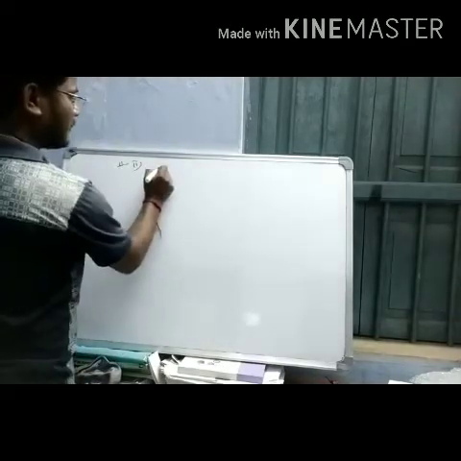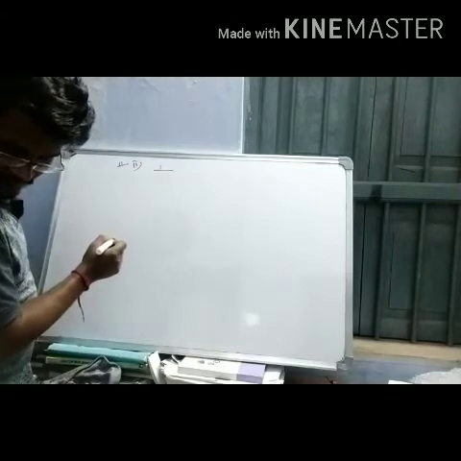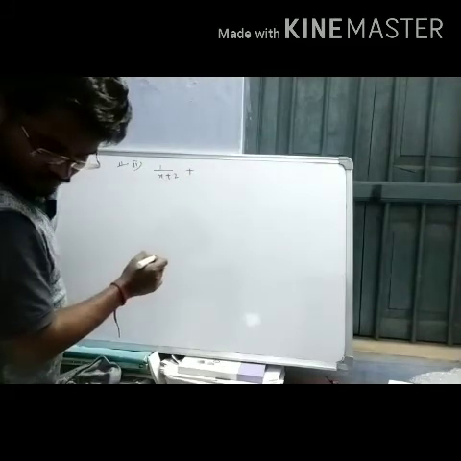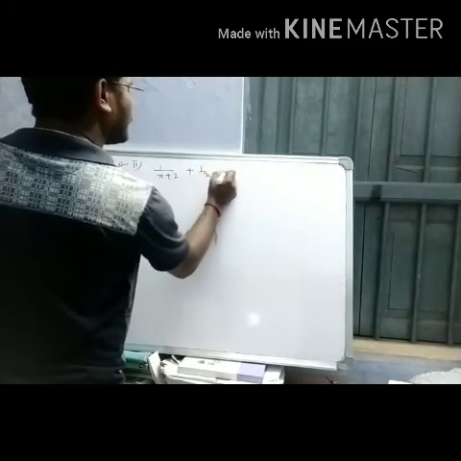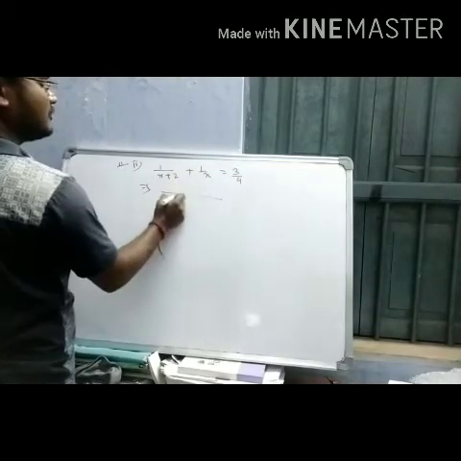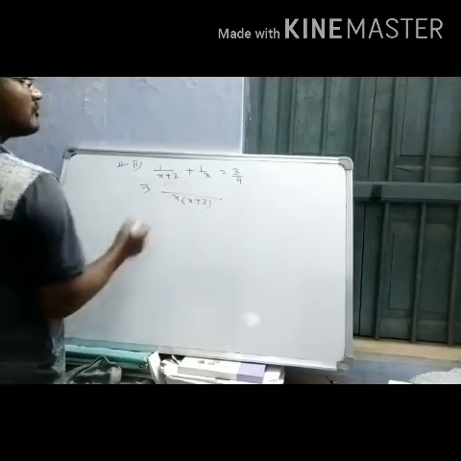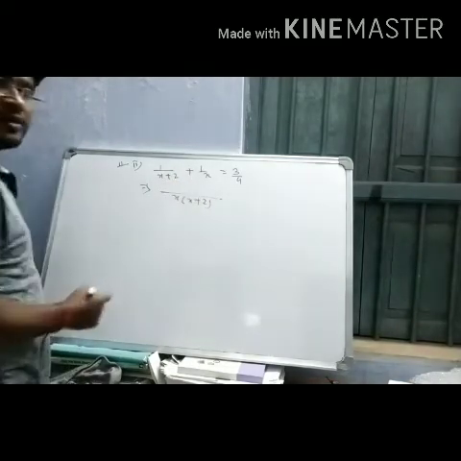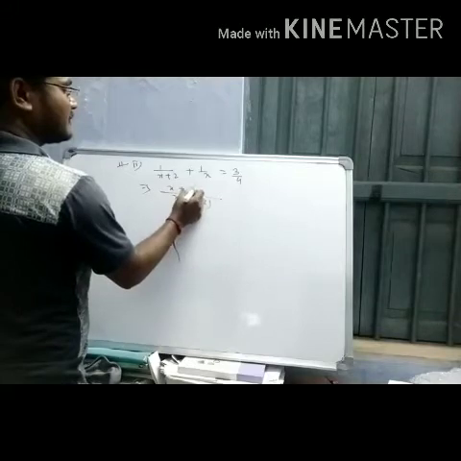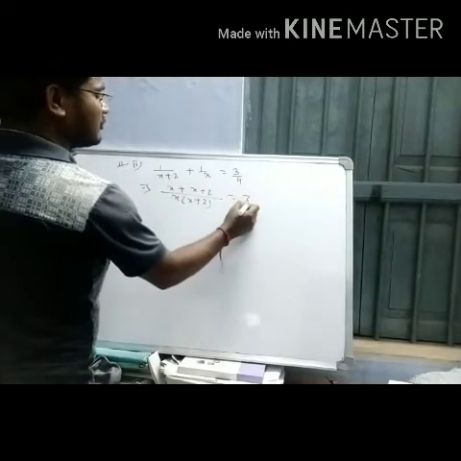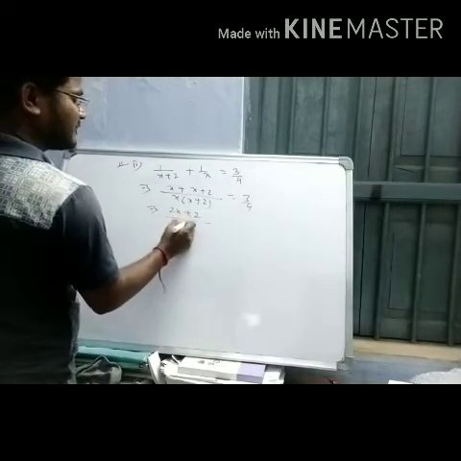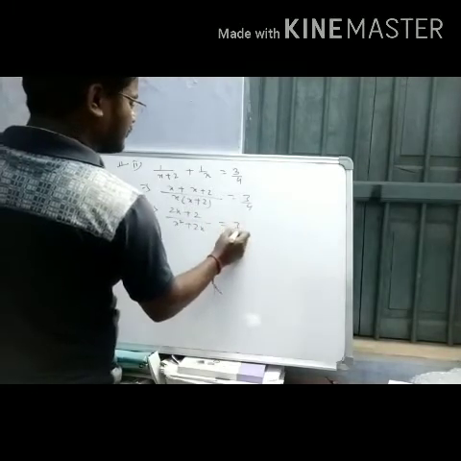It is given that 1/(x + 2) + 1/x = 3/4. Now the LCM is x into (x + 2). These two are different, which means their product will be the LCM. Then it will be (x + 2 + x)/(x² + 2x) = 3/4, that is (2x + 2)/(x² + 2x) = 3/4.